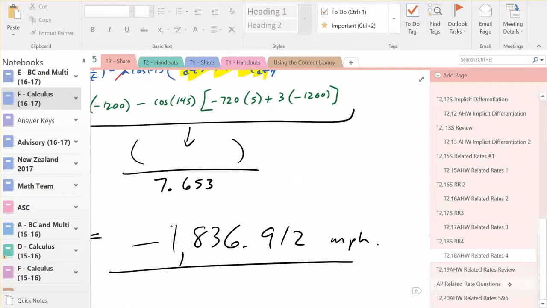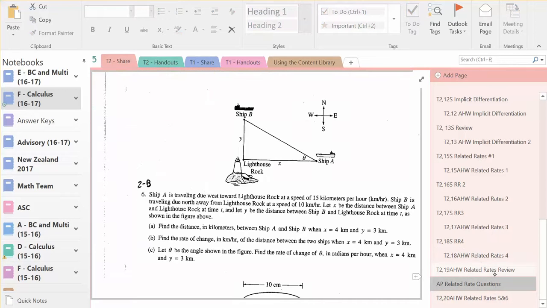Your choice right now. Let's go to 20th, right? 20 right here. I put these in. Did you see the related rate AP questions? They're pretty cool. Pretty cool.